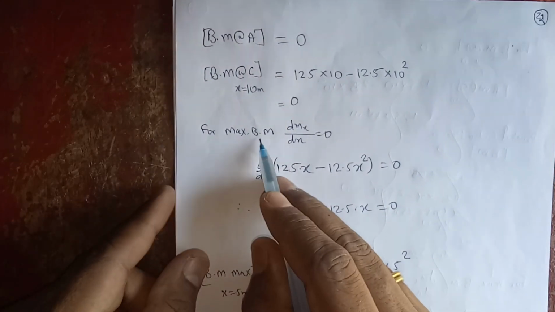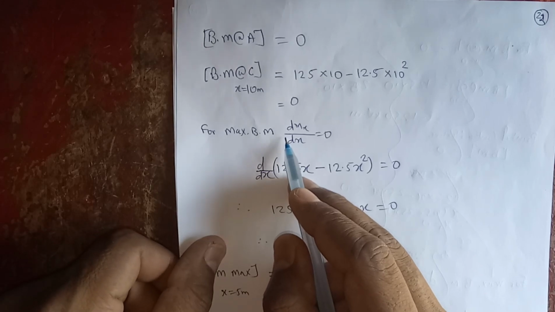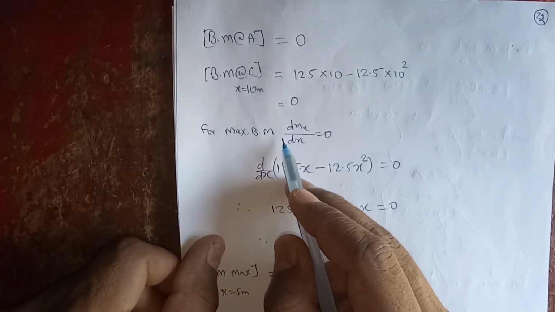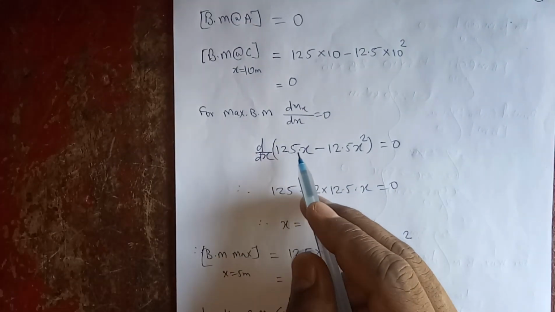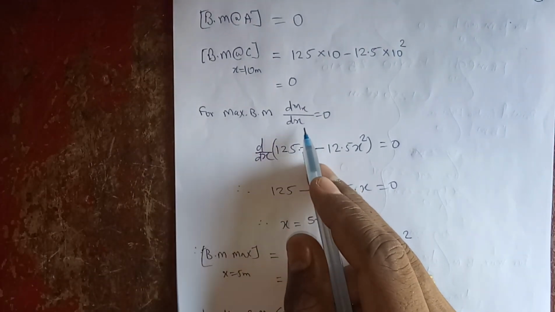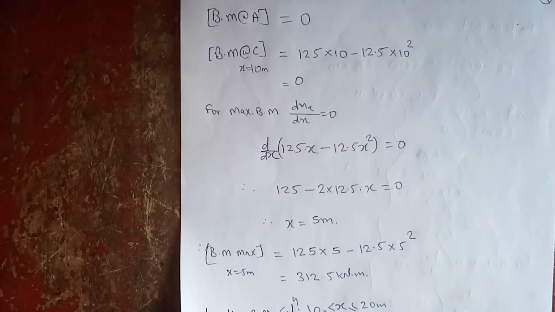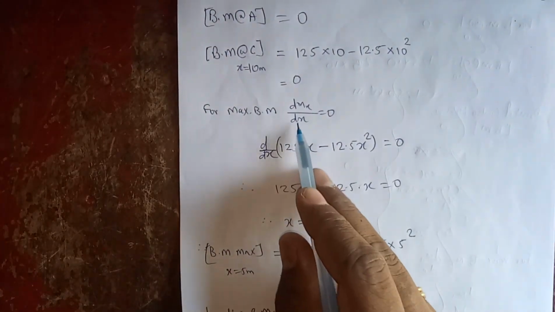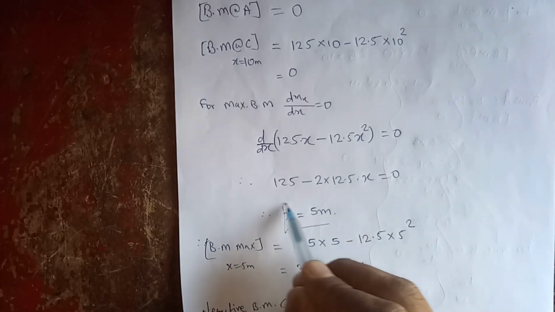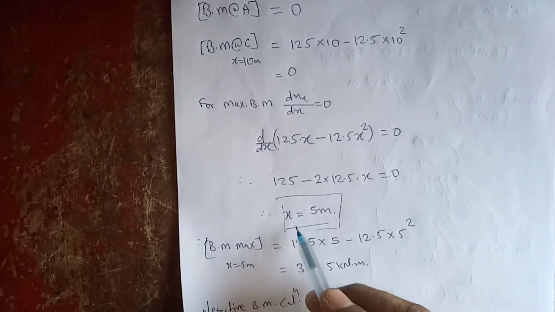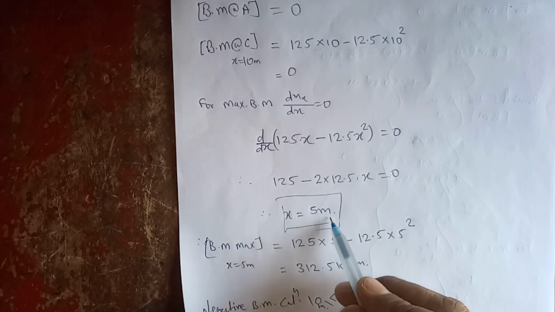Then to calculate maximum bending moment, since in case of UDL we don't know exactly where the bending moment will be maximum, we have to use the differentiation condition. So we'll differentiate the Mx equation and then equate it to 0. Then x equal to 5 is what we get. So we'll get maximum positive bending moment at x equal to 5 meter.